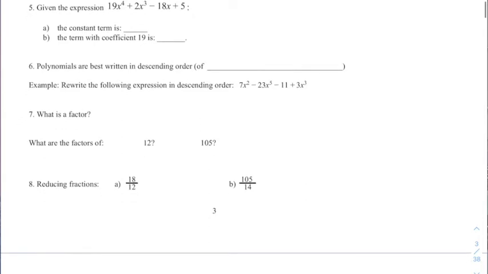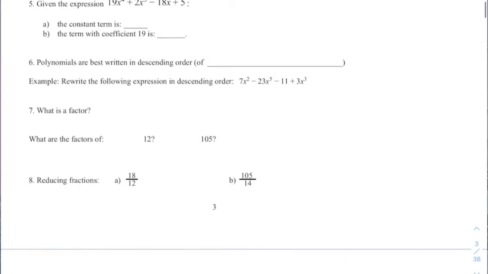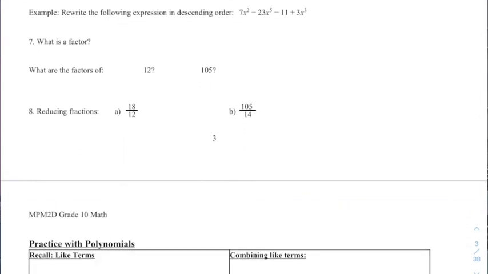Okay, so let's look at number 5. Actually, I'm going to ask you guys to do number 5 on your own, and you can check the notes later. Number 6, polynomials are best written in descending order of exponent on variables. Okay, so actually you probably didn't spend very much time on this in grade 9, but there is an order that we like.